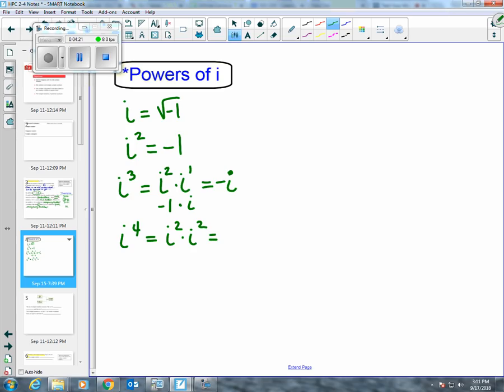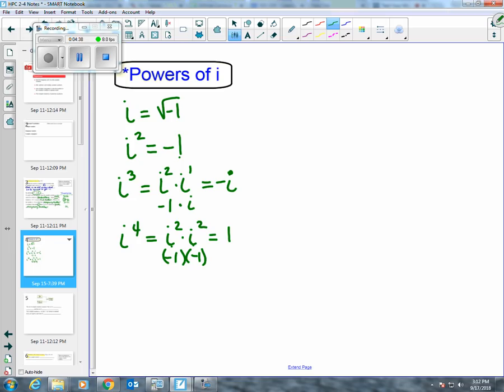I think that's the easiest way to do it. Because remember, when you use your exponent rules, if you multiply two things with the same base, you add the exponents. So that's equivalent, but what is i squared? Well, it's -1. So -1 times -1 would be 1. So i to the fourth is 1.